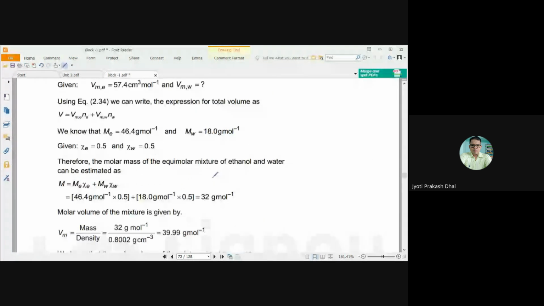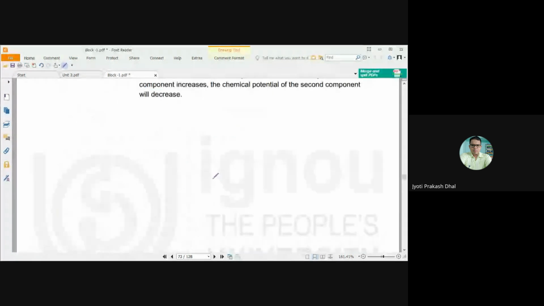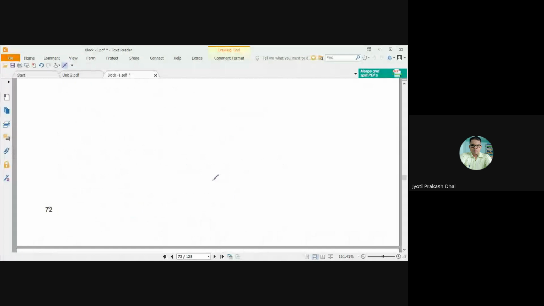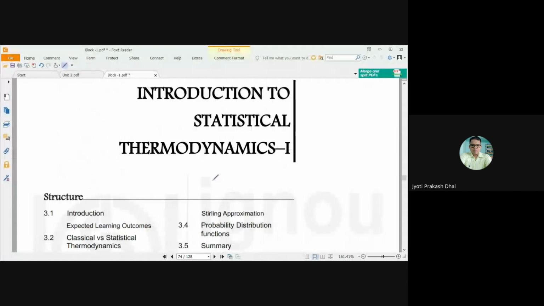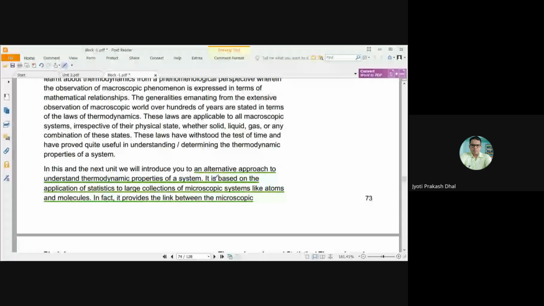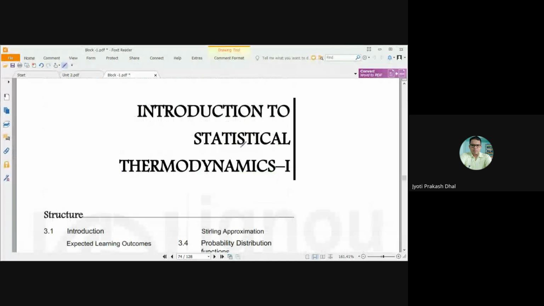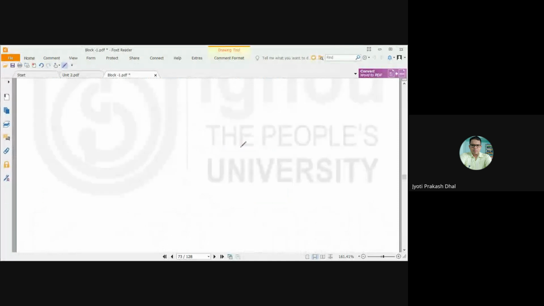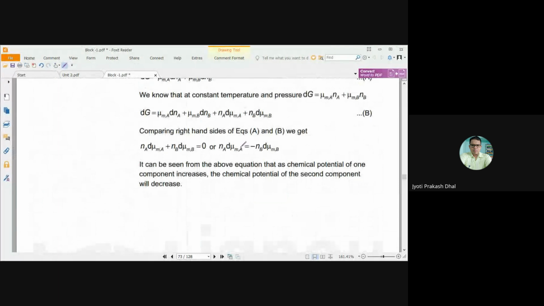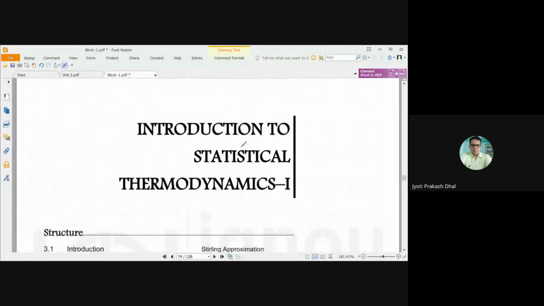Unit 2 is done, and tomorrow we'll discuss the next unit, that is, introduction to statistical thermodynamics. Tomorrow we will discuss statistical thermodynamics. So today the chemical thermodynamics is completed, and from tomorrow we will start statistical thermodynamics.